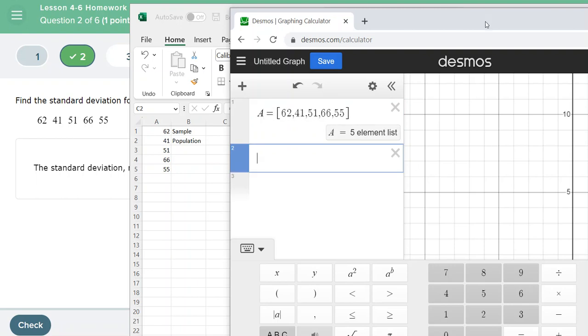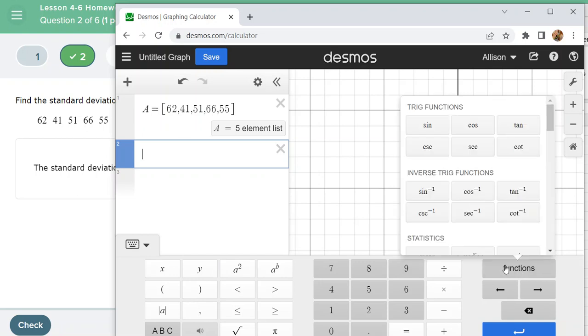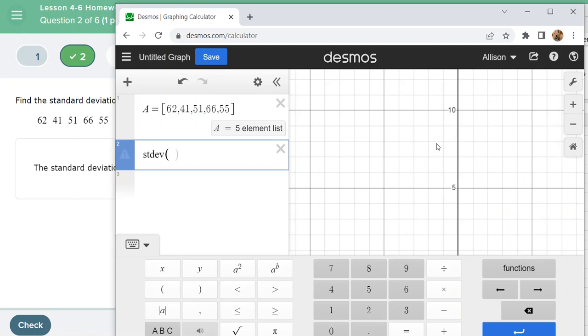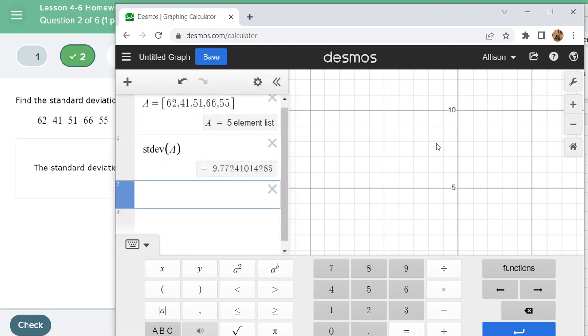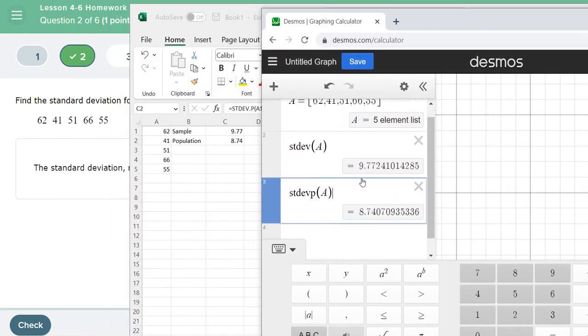And if I go into functions, I can go into statistics and I can see my 2 standard deviation commands. The stdev is the one for the sample, and the stdev.p is the one for the population. So the standard deviation of A and the standard deviation P of A, they should match the values that we saw from Excel, about 9.77 and about 8.74.